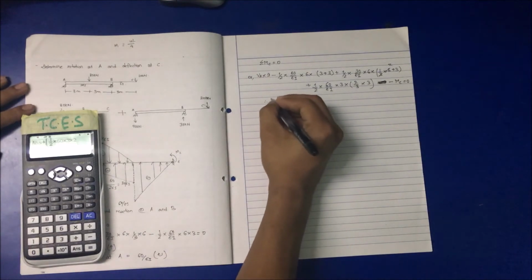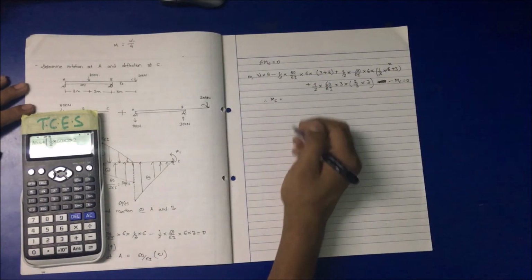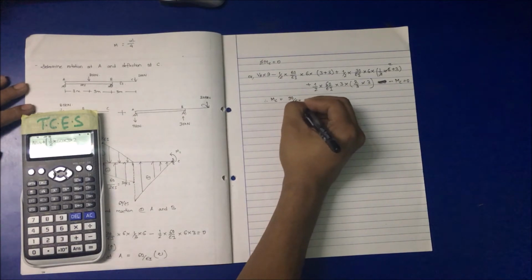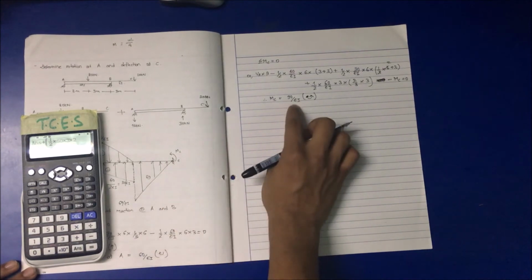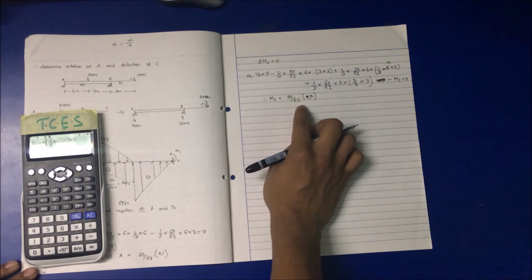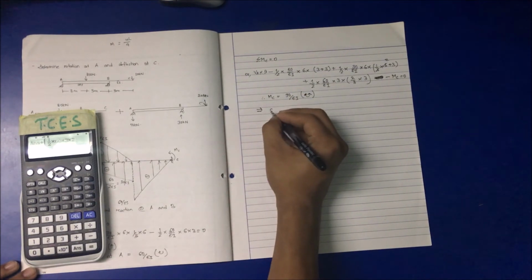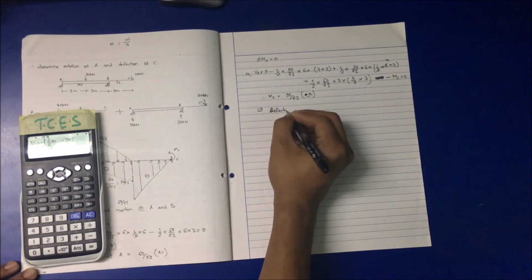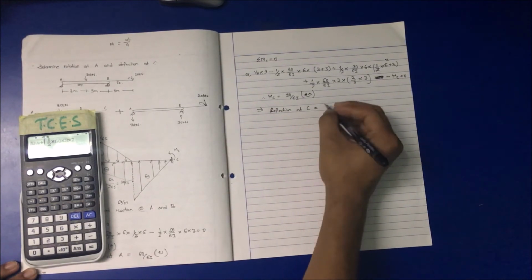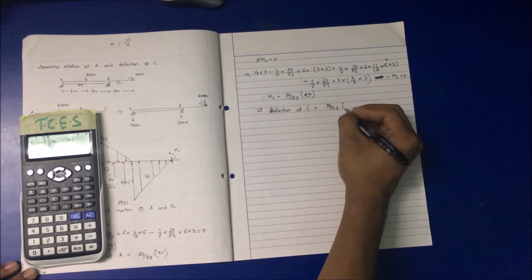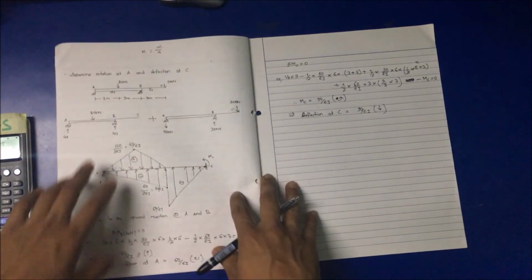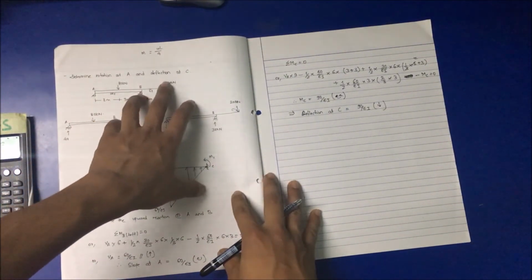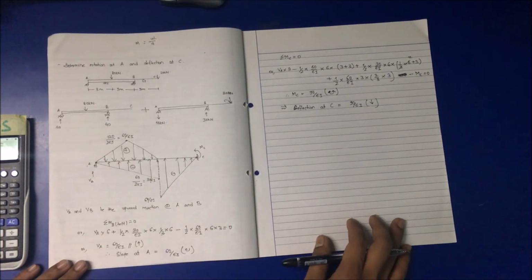So MC is 90 by EI anti-clockwise, and because our assumption was anti-clockwise, we have got a positive result, so our assumption was right. An anti-clockwise moment suggests that the deflection at C is equal to 90 by EI downward. This is the way we can solve a beam using the conjugate beam method. I hope you have understood this process.